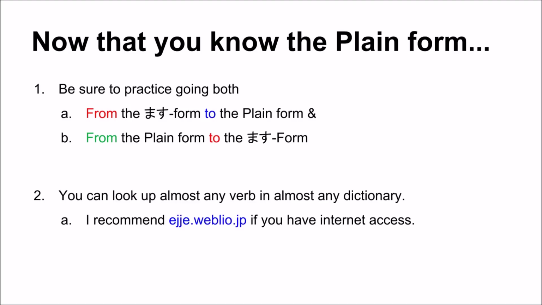Now that you know how to make the plain form, be sure to practice going from the mas form to the plain form and from the plain form to the mas form. You have to do it both ways. In this wonderful language that we have, it's not just going from mas to plain. You have to know how to go from plain to mas form. It's really just the same thing backwards.